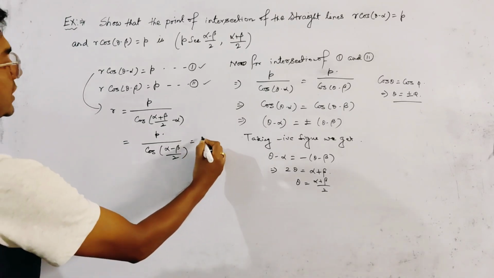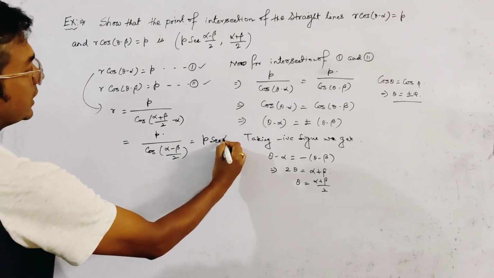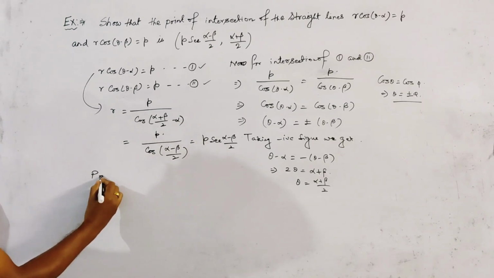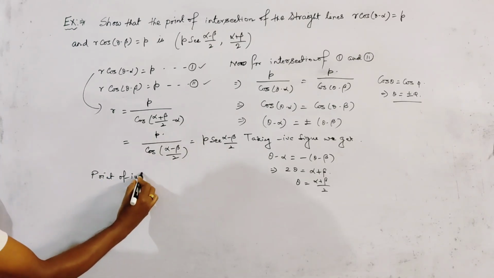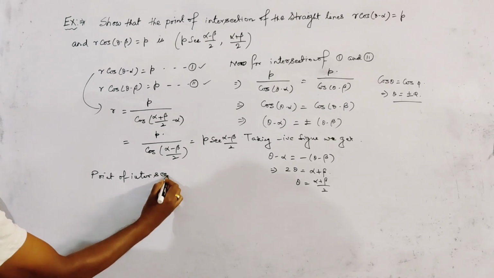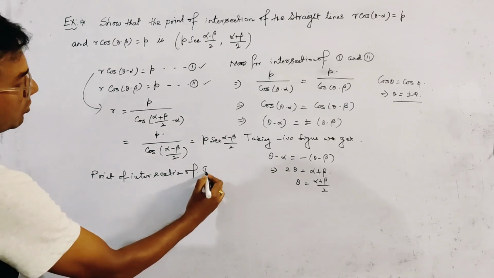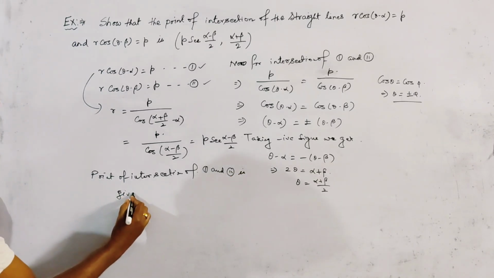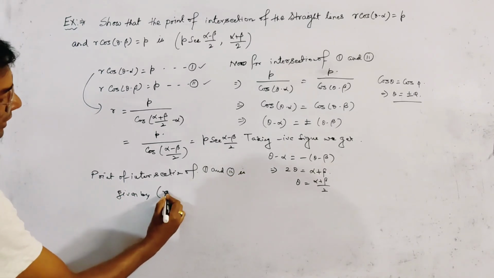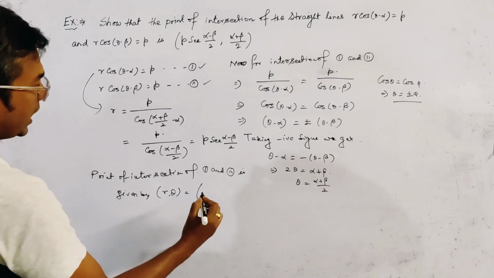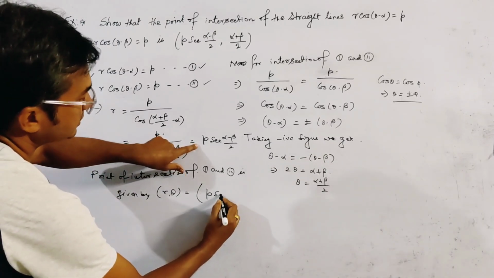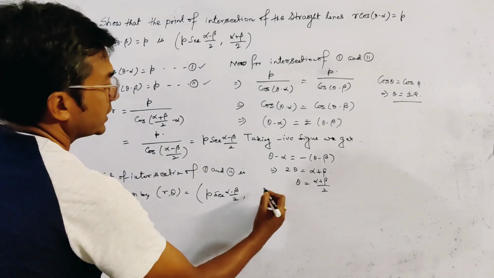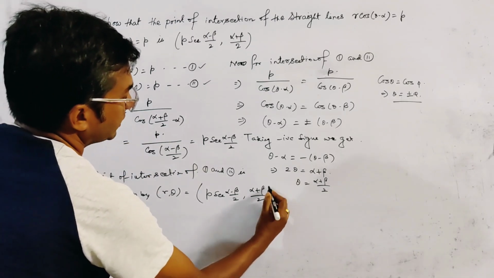This gives p sec((α − β)/2), and the point of intersection of 1 and 2 is given by (r, θ), where r is p sec((α − β)/2) and θ is (α + β)/2.